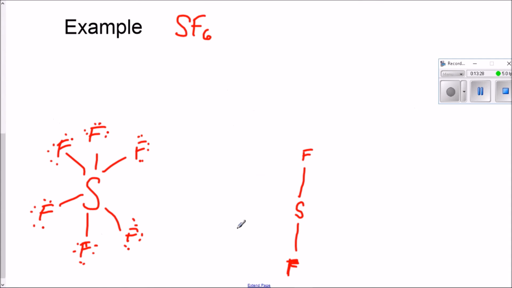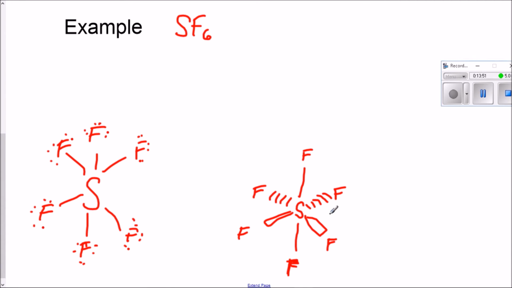To show that they are on the same plane, what we do is we say 2 of those fluorines are coming out, and 2 of those fluorines are going into the board. So imagine this is like a spinning top, and I'm kind of drawing it on an angle. And the angles between these are as follows. So these are coming out of the board, and these are going into the board.